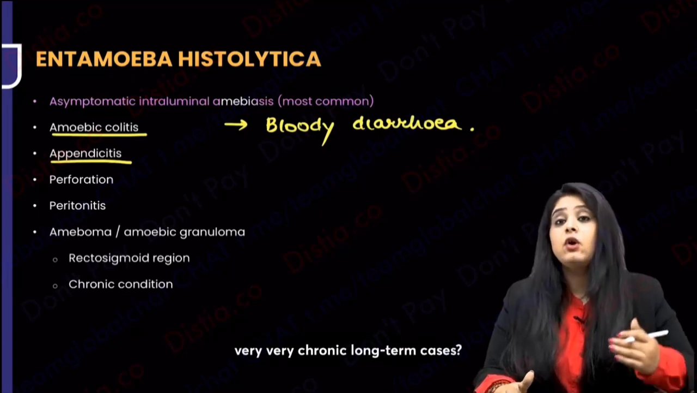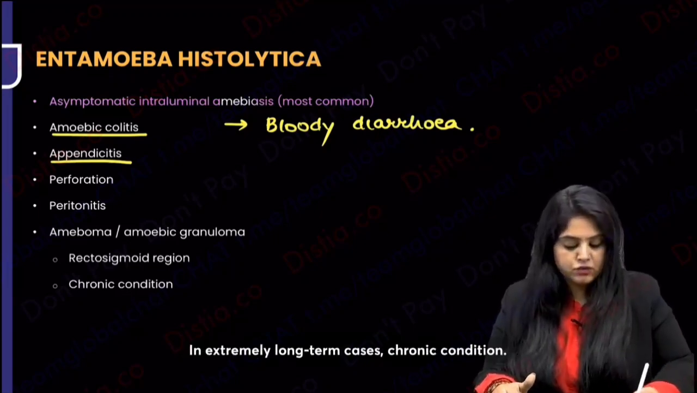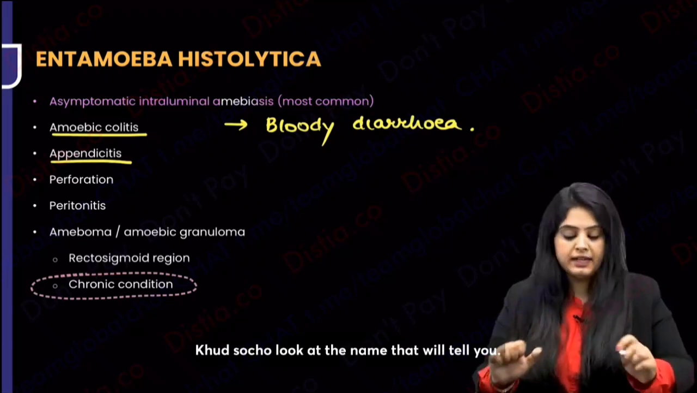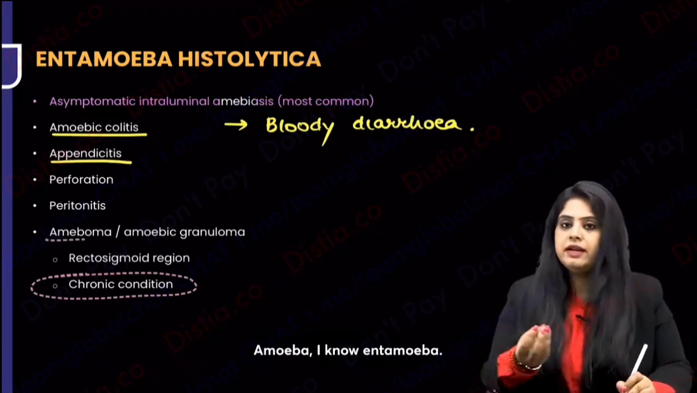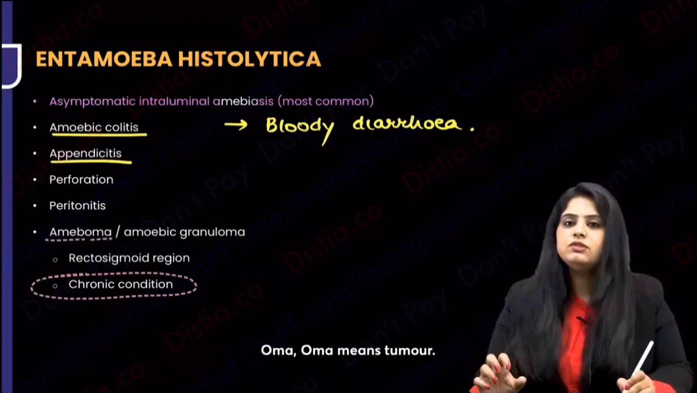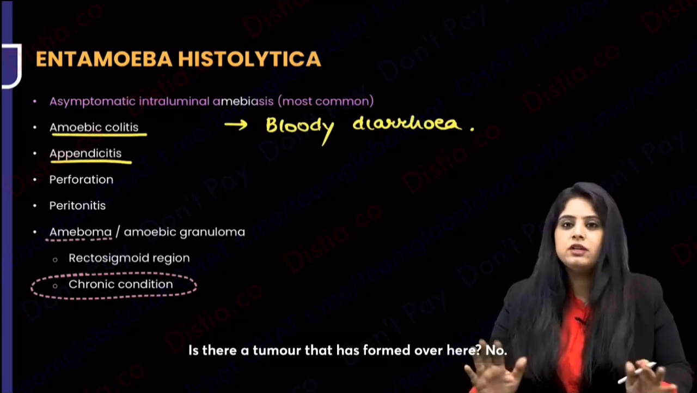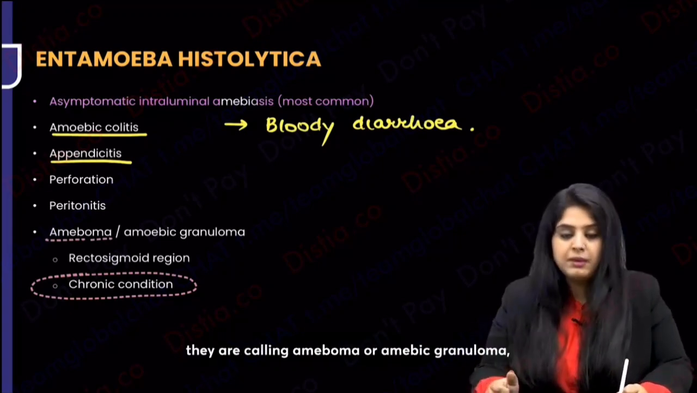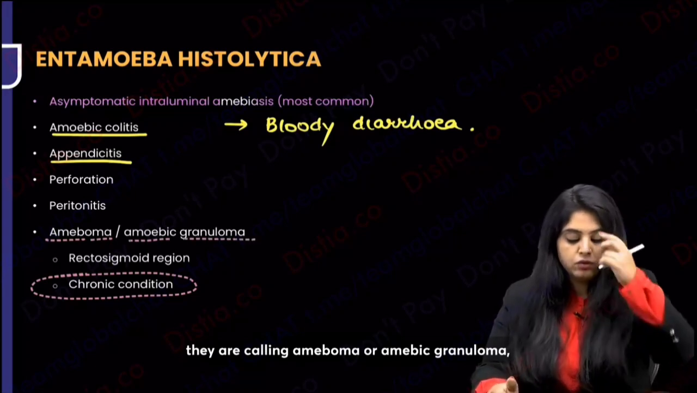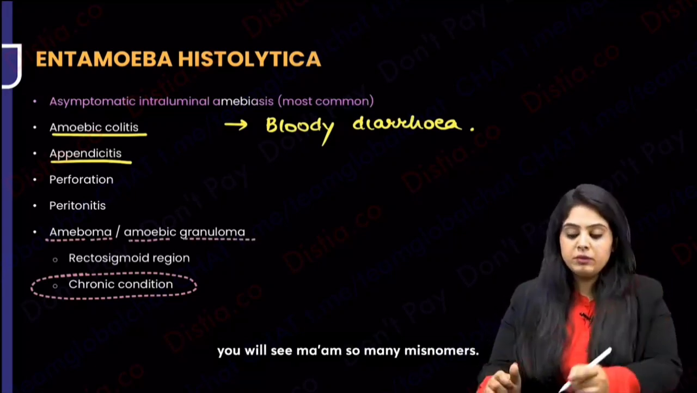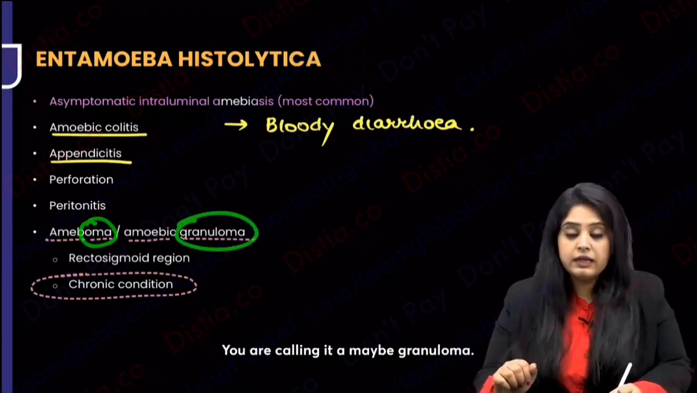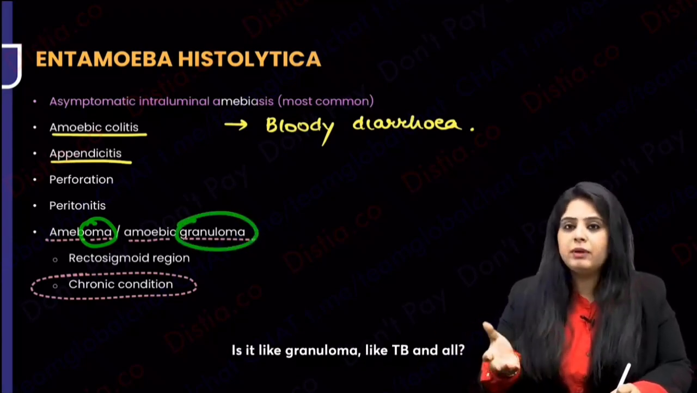In very, very chronic, long-term cases, extremely long-term cases, think about the name, that will tell you. Amoeba, I know, Entamoeba. Oma means tumor. Is there a tumor that has formed over here? No. Some localized area, which they are calling amoeboma or amoebic granuloma. You'll say, ma'am, so many misnomers. One way you're calling it oma, so is this a tumor? It's not a tumor. You're calling it amoebic granuloma. Is it like granuloma like TB and all?